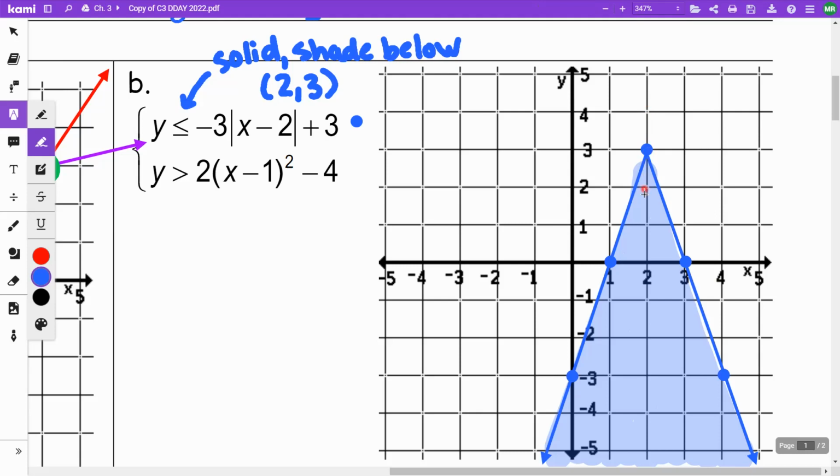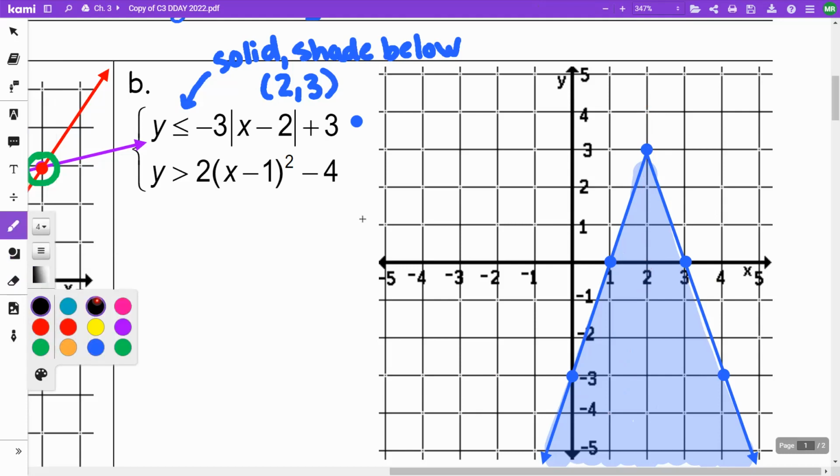If I go down, you see I'm below. That ends up being everything inside of this absolute value. Okay, the next one I'm going to be shading in yellow, and I'm trying to see where I basically get green. But I'm going to be graphing this in black because it's going to be hard to see the yellow.